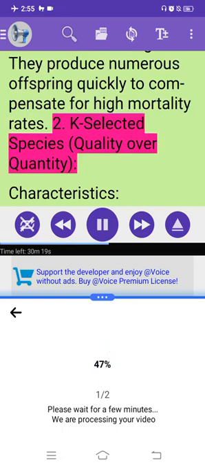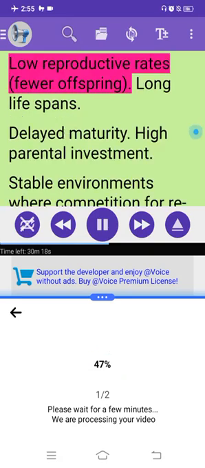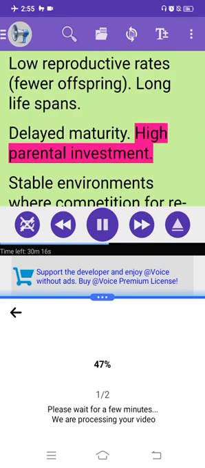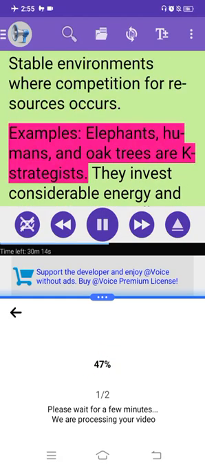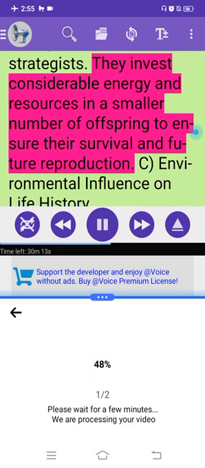2. K-selected species: quality over quantity. Characteristics: low reproductive rates, fewer offspring. Long lifespans. Delayed maturity. High parental investment. Stable environments where competition for resources occurs. Examples: elephants, humans, and oak trees are K strategists. They invest considerable energy and resources in a smaller number of offspring to ensure their survival and future reproduction.